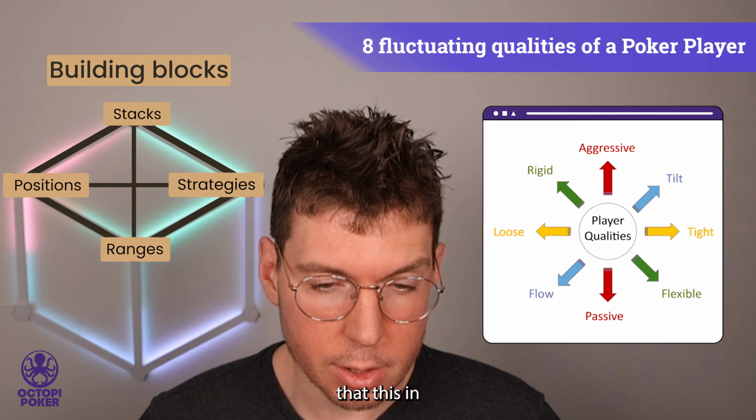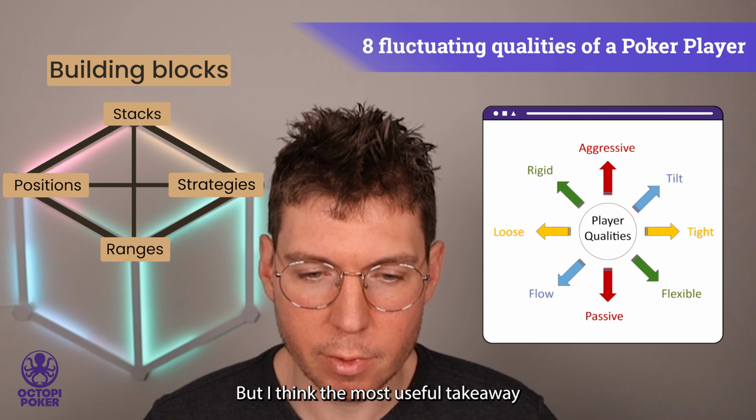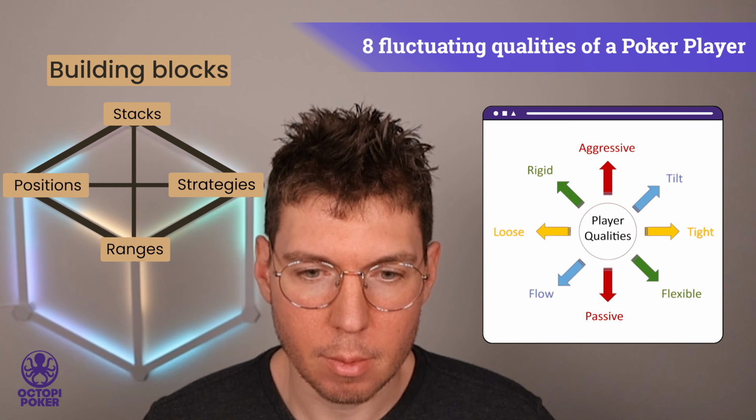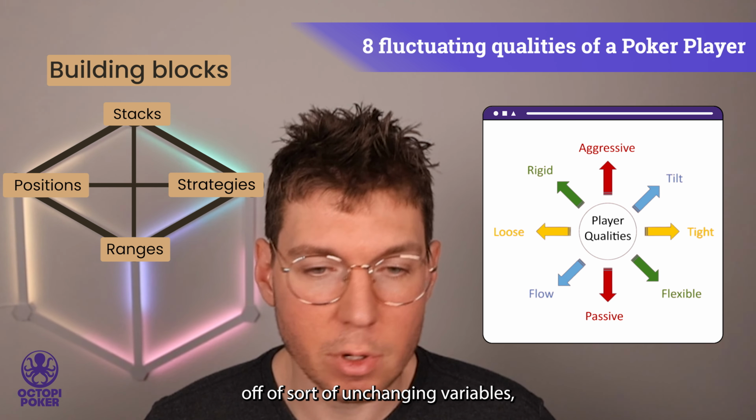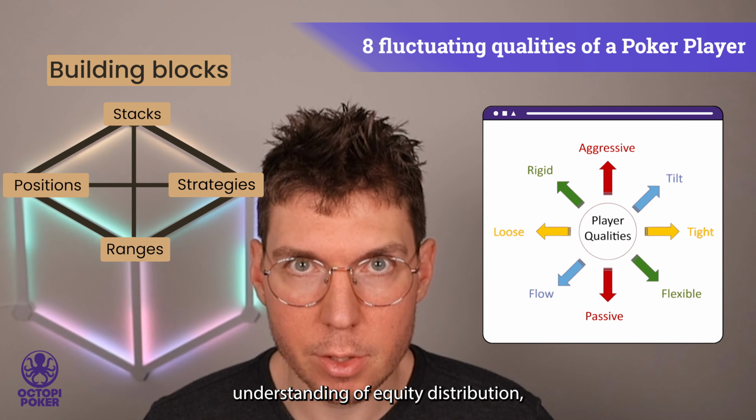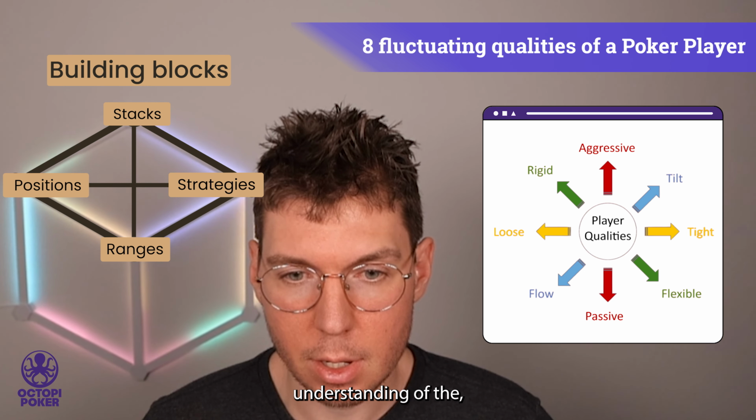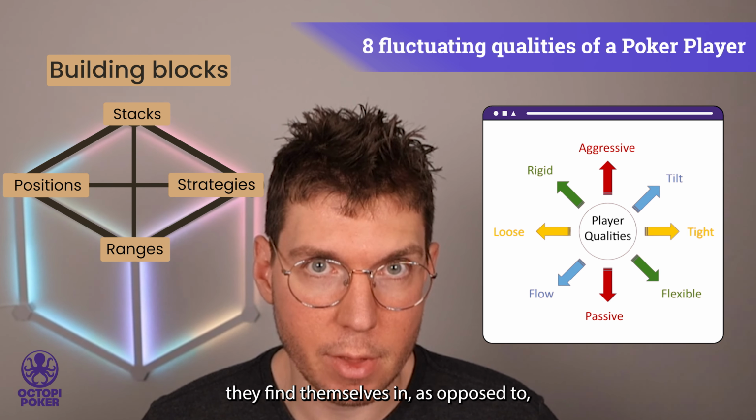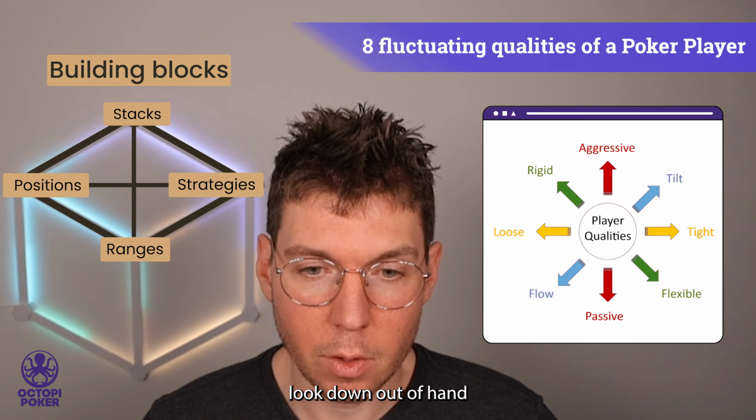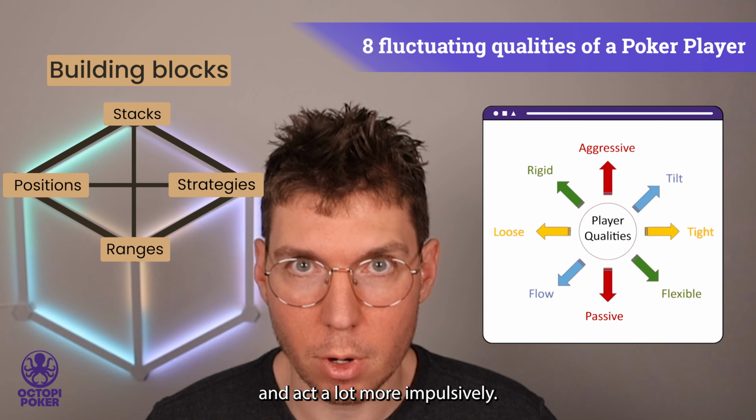You could almost say that this in some ways has a momentum type quality to it. But I think the most useful takeaway is that there are players who are basing their strategies off of unchanging variables, which would be understanding of ranges, understanding of equity distribution, understanding of stage of the tournament, understanding of the nature of the scenario they find themselves in, as opposed to players who are going to look down at a hand and not even really acknowledge their position, not really acknowledge their stack size, and act a lot more impulsively.